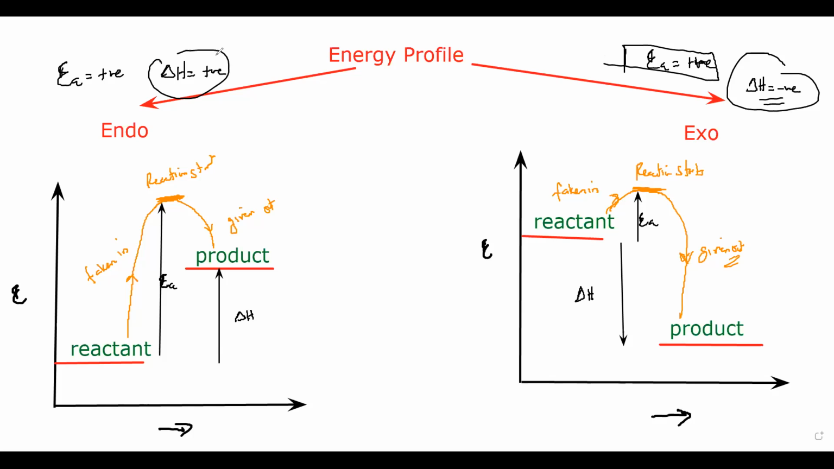Activation energy is always positive because it is the energy which is taken in, so it is always higher than the energy of the reactant. So it will always be a positive energy. Is it clear, the energy profile diagram for endothermic and exothermic reactions? We have already discussed this energy diagram in IGCSE. It's the same thing, no difference.